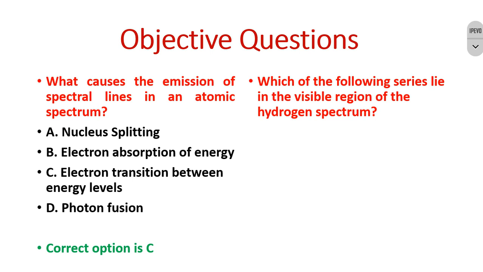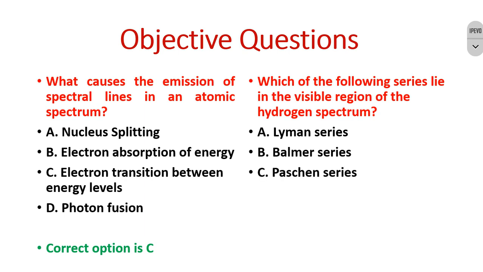This one says, which of the following series lie in the visible region of the hydrogen spectrum? A. Lyman series, B. Balmer series, C. Paschen series, D. Brackett series. So I would like you to think about the answer, although we've discussed that before. Okay, so the correct option is the Balmer series.